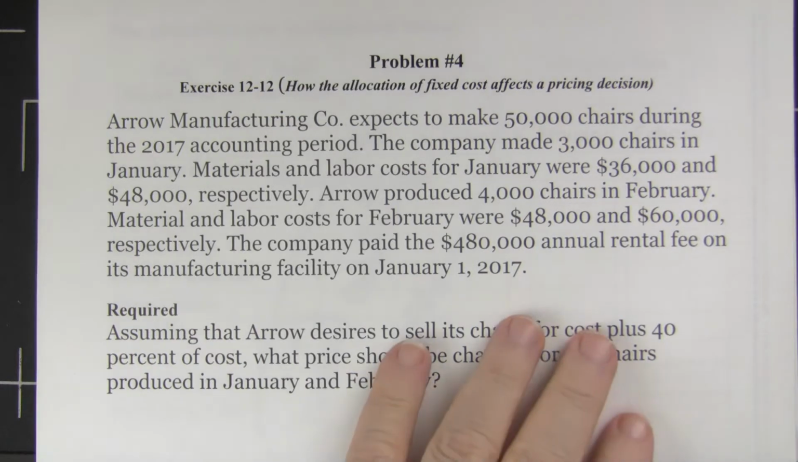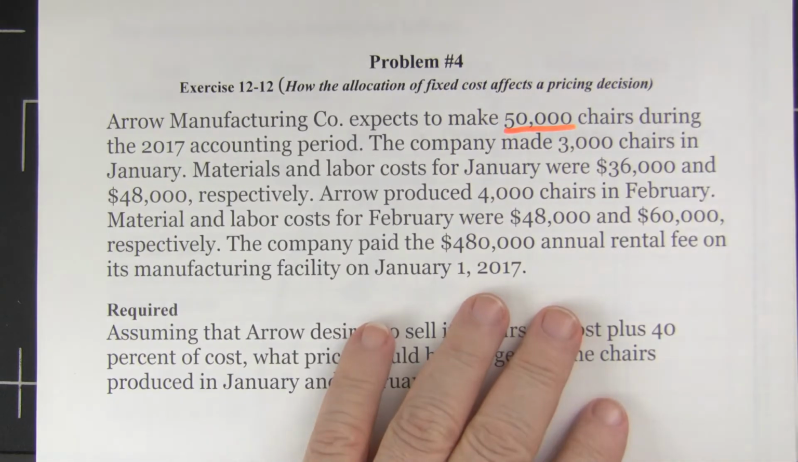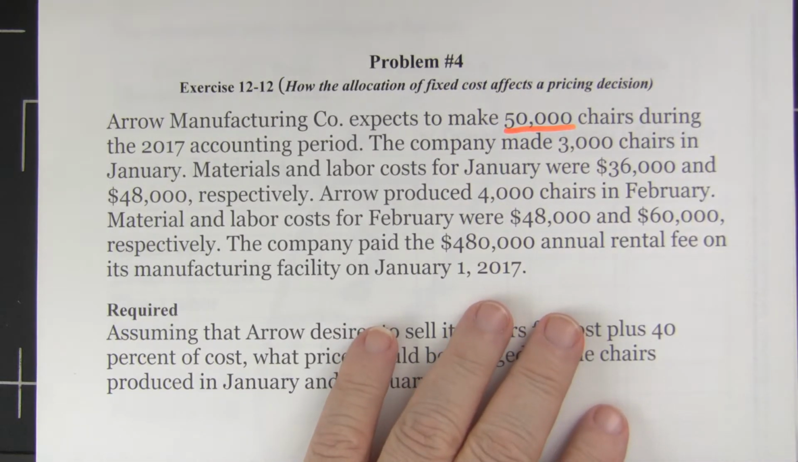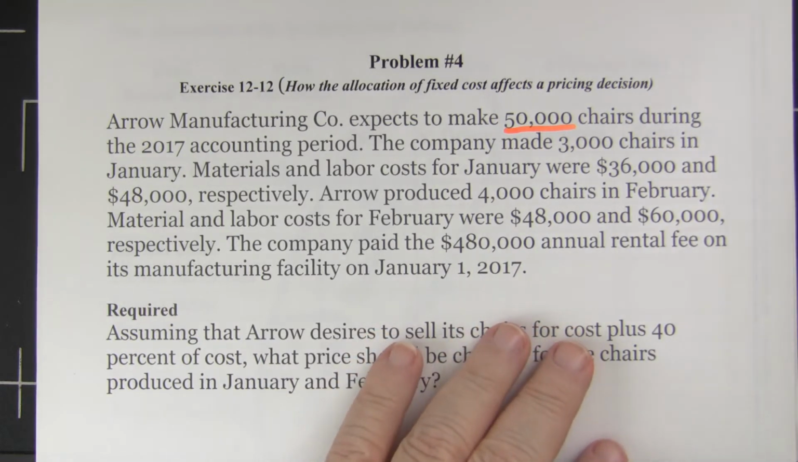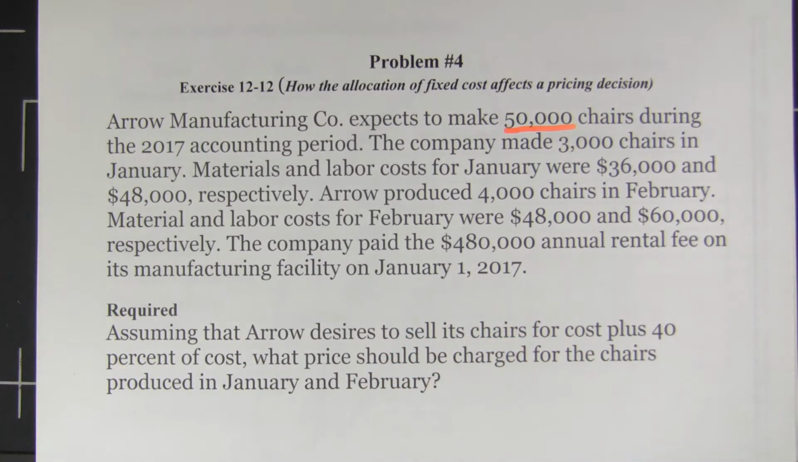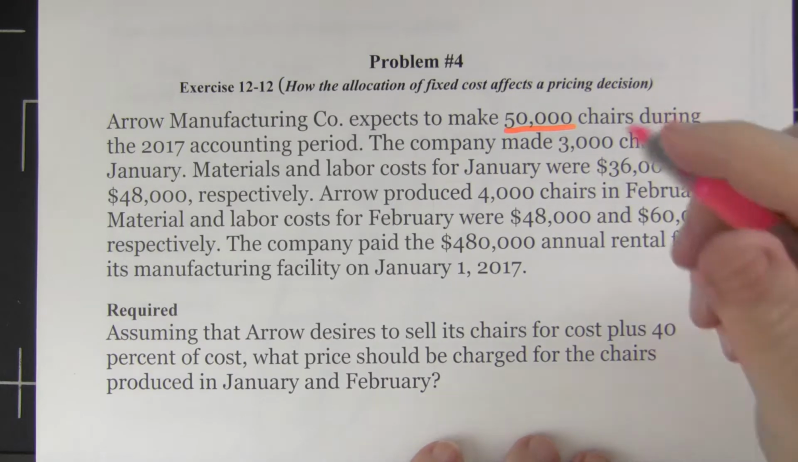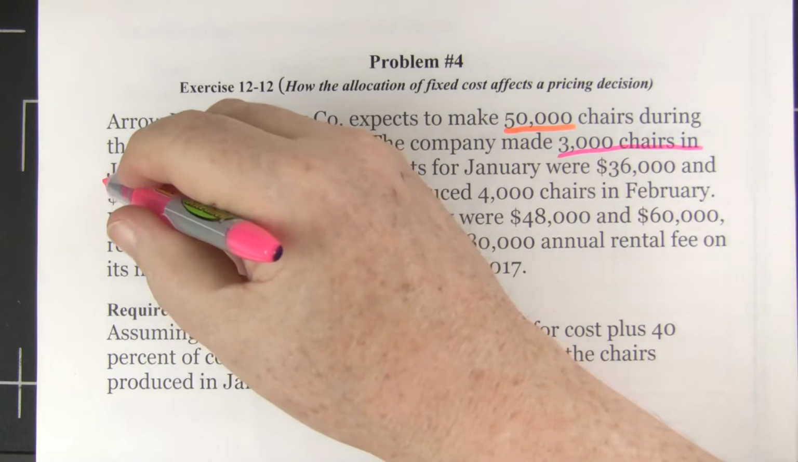And let's go through. They tell us that this company expects to make 50,000 chairs during the accounting period. I don't know why they didn't just say year, but they want to be clever. During the accounting period, the company made 3,000 chairs in January. Now they're giving us information and they're breaking it down monthly, so they're probably going to do something with that. So 3,000 chairs in January.